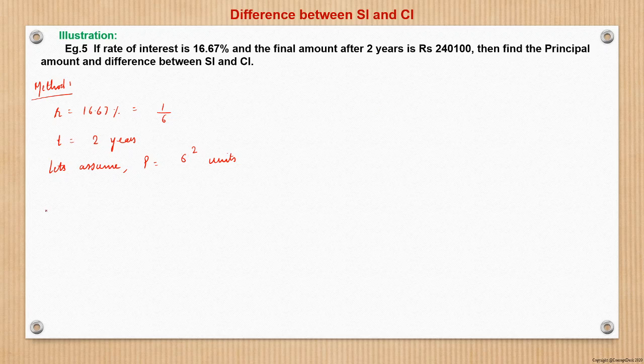So now time is denoted on this axis, first year, second year, and simple interest, compound interest. Simple interest will be what? 6 square units into 1 by 6, so 6. Compound interest for the first year is again 6. For the second year it will be what? Principal into R, 6 square into 1 by 6, which is 6, plus 1 by 6 of the interest earned during the first year. So 1 by 6 of 6 is 1 unit. So this is 12 and this is 13, right?